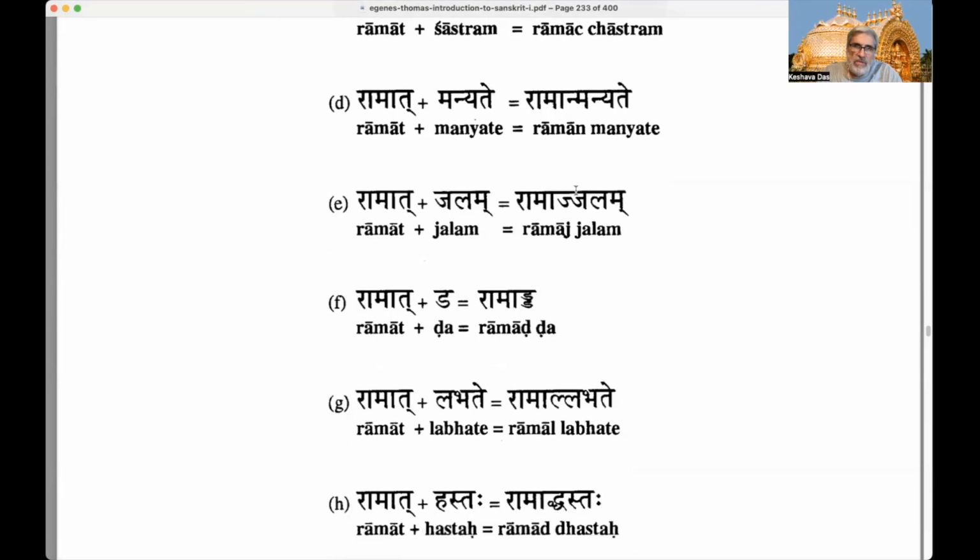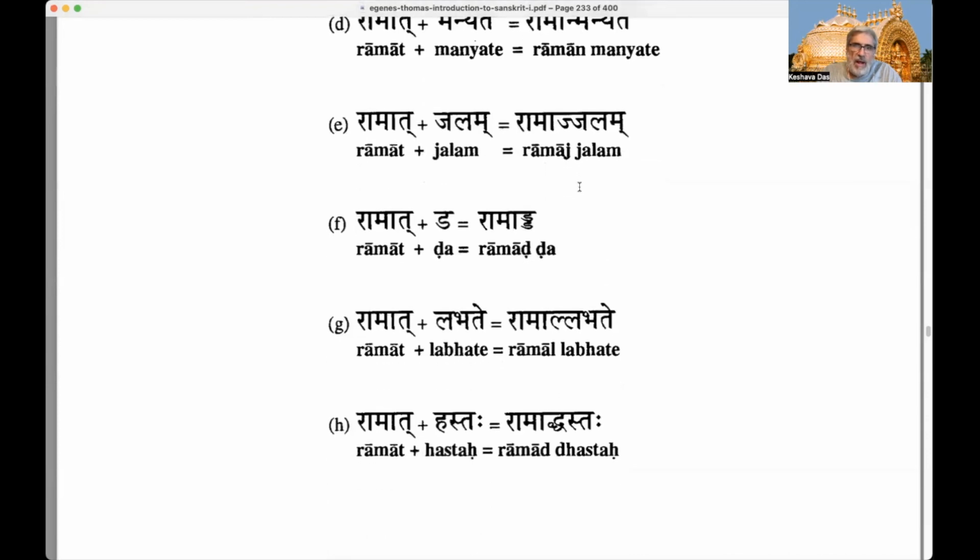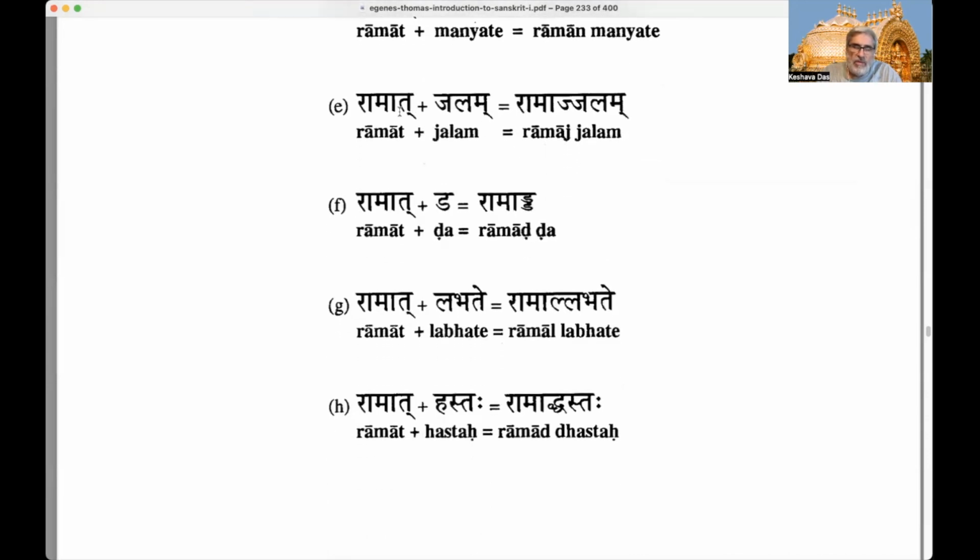Then we have Ramat followed by Jalam. So dental T followed by palatal J. This becomes Ramaj Jalam. So the T is going to become a J. The dental T becomes a palatal J in front of palatal J.